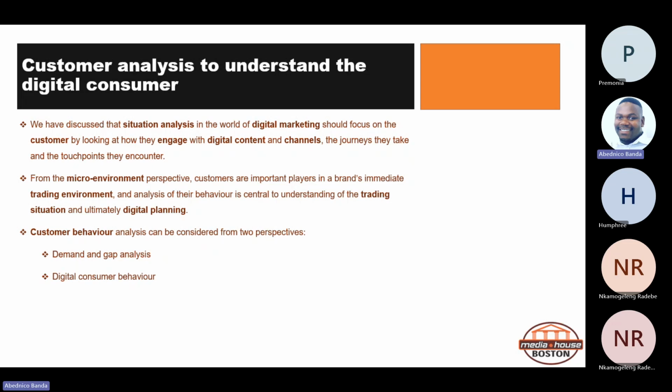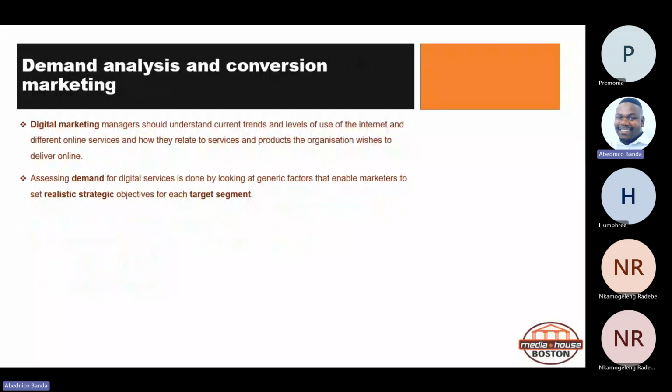Then let's have a look at the demand analysis and conversion marketing. Digital marketing managers should understand current trends and levels of use of the internet and different online services and how they relate to services and products the organization wishes to deliver online. Then assessing demand for digital service is done by looking at generic factors that enable marketers to set a realistic strategic objective for each target segment.